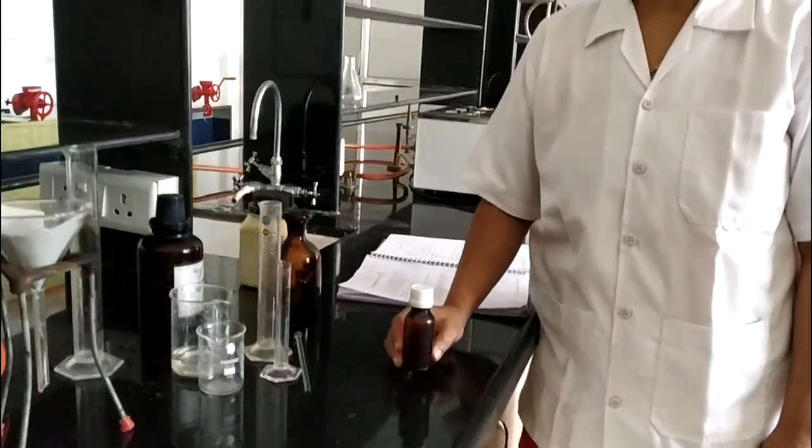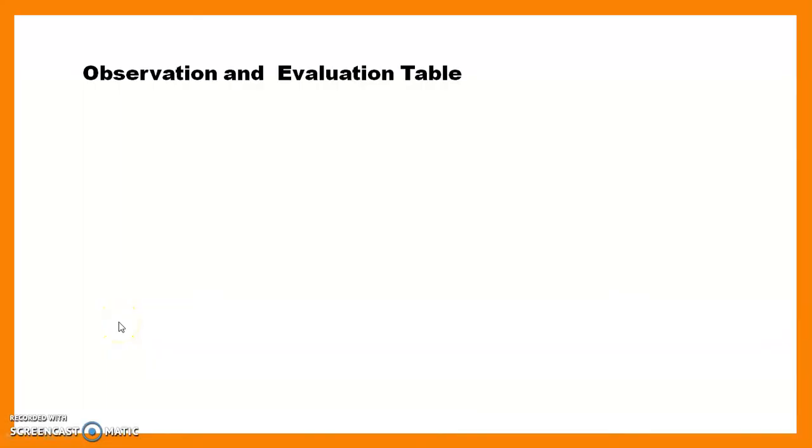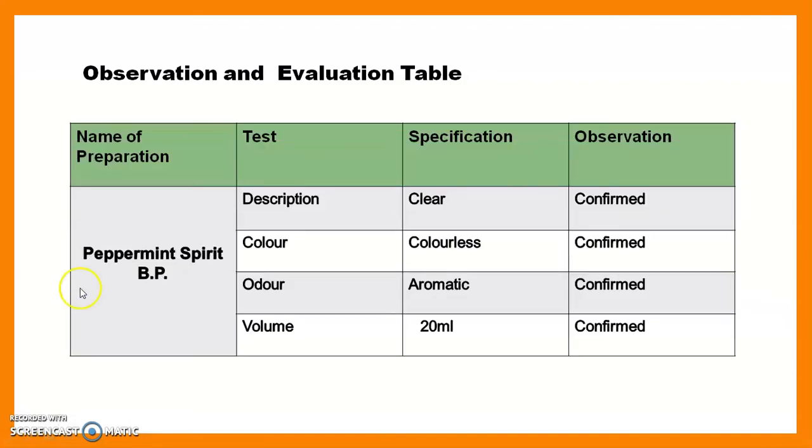Then we move towards the labeling and formatting section. After going through the stepwise procedure, we move towards the observation and evaluation table. The observation and evaluation table should contain the name of your preparation, test, specification and observation. The name of our preparation is peppermint spirit BP. The test contains description. In the practical we see its description is clear.